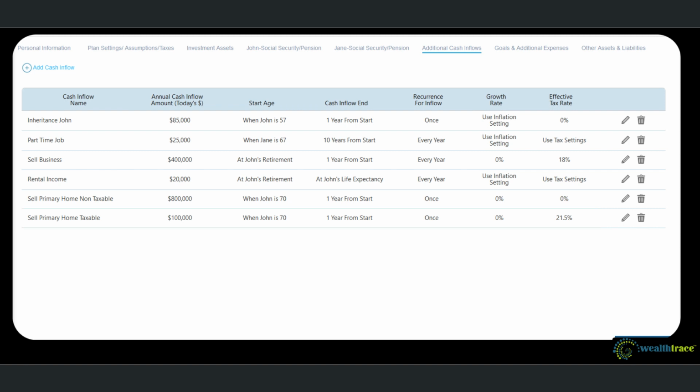Notice again how the growth rate is 0% for the taxable portion. I entered it this way because I projected what the sale price will be in the future, which makes it much easier to separate out the non-taxable from the taxable portion. I also entered the projected federal capital gains tax rate plus the state income tax rate for the sale. As with many sections in Wealth Trace, you can drag and drop any row to change the order.